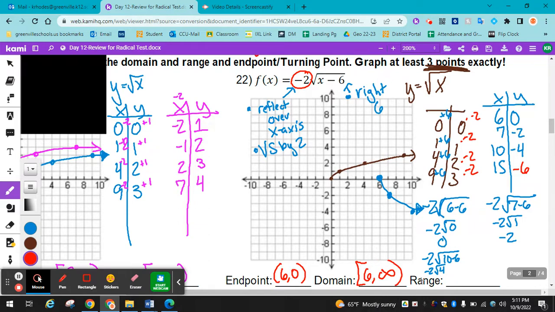Range is where we care that it's headed down. So first thing I get to from the bottom to the top is negative infinity. It's headed down forever, all the way to 6. But that's the x value. We don't care about the x value. We care about the y value, 0.